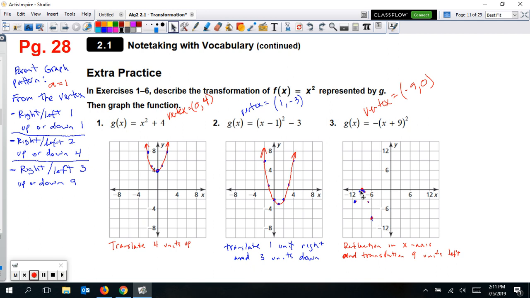That's an easy point to put. 3 this way puts us at -12, and then down again at the same level down below there. And now just draw the U shape opening down from your points. And that's all it is.